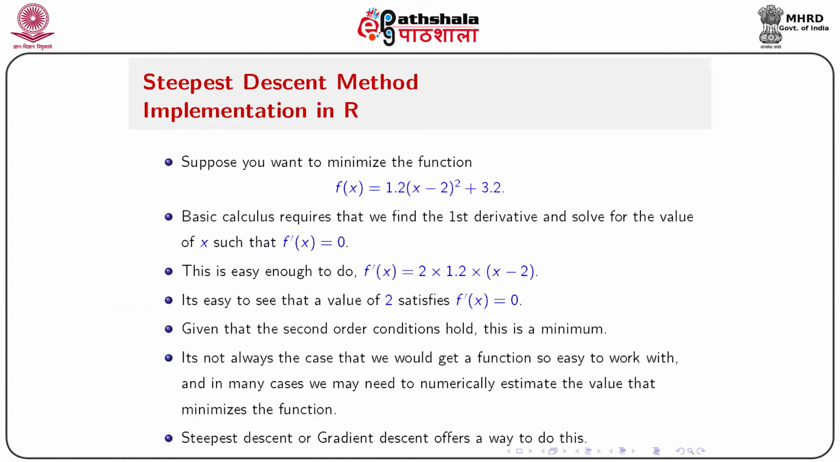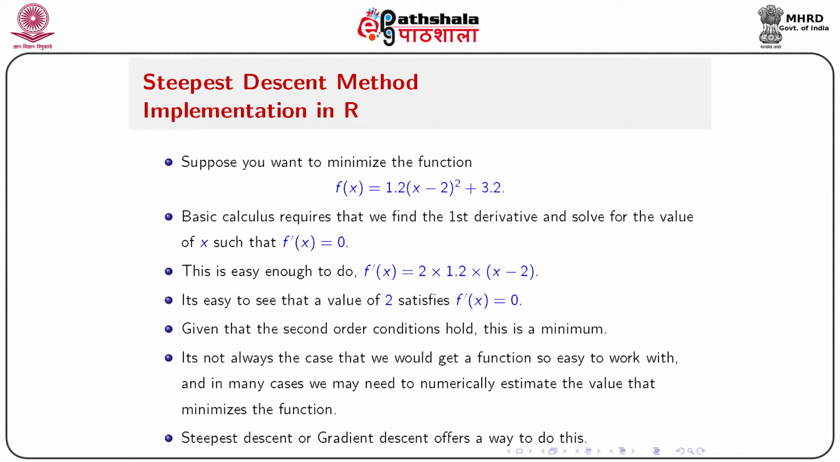The steepest descent method implementation in R. Suppose you want to minimize the function, a very simple function I am taking here, say f(x) equals 1.2 into (x minus 2) whole square plus 3.2. So, this is a very simple function.